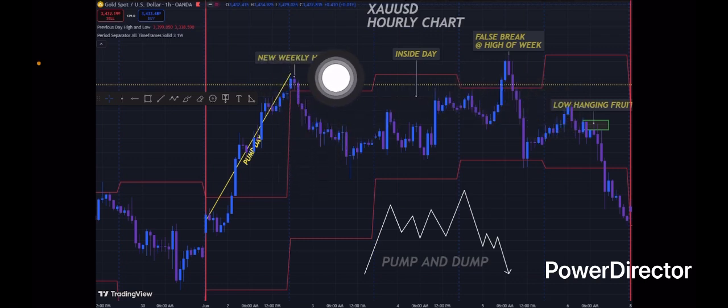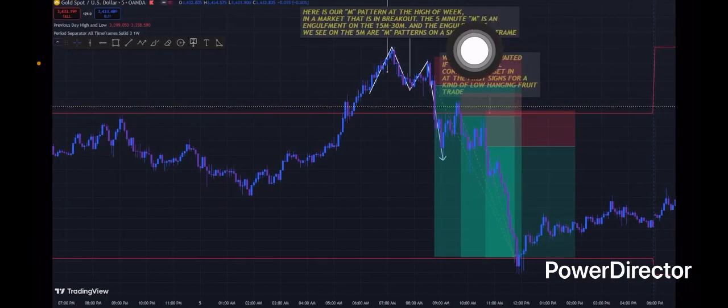You can see we put in this high, we break that high, and then we reverse. When we zoom in and look closer on the 5-minute chart, we can see here's our M pattern at the high of the week in a market that is in breakout. This red line is the previous day's high of the day, okay? So we break out of yesterday's high, then we put in this M formation, and this 5-minute M formation is an engulfment on the 15 or 30-minute chart.